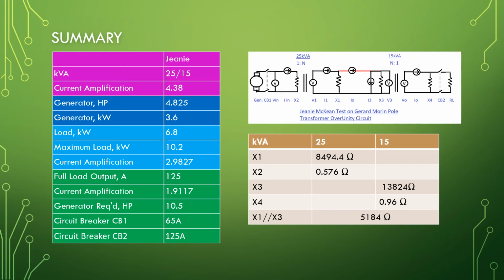The pole transformer 25 kVA: X1 equals 8494.4 ohm, X2 equals 0.576 ohm. For the 15 kVA: X3 equals 13,824 ohm, X4 equals 0.96 ohm. X1 parallel X3 equals 5184 ohm.